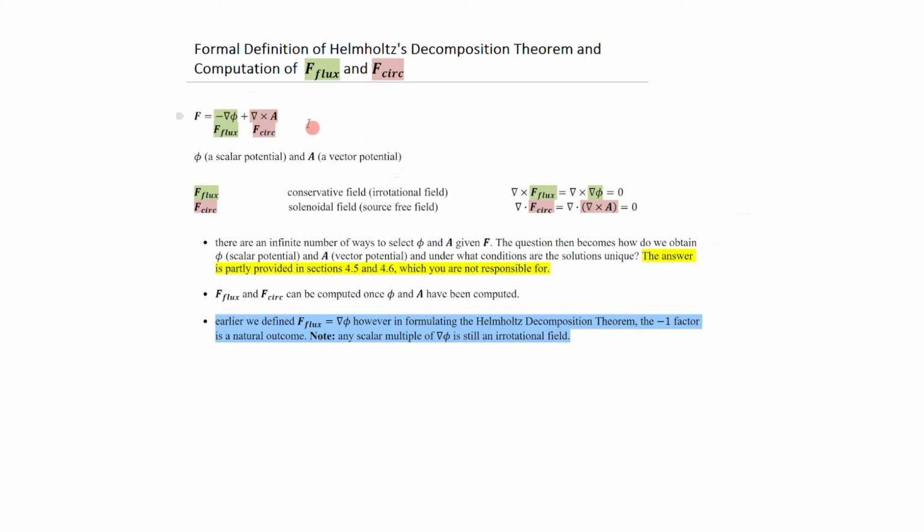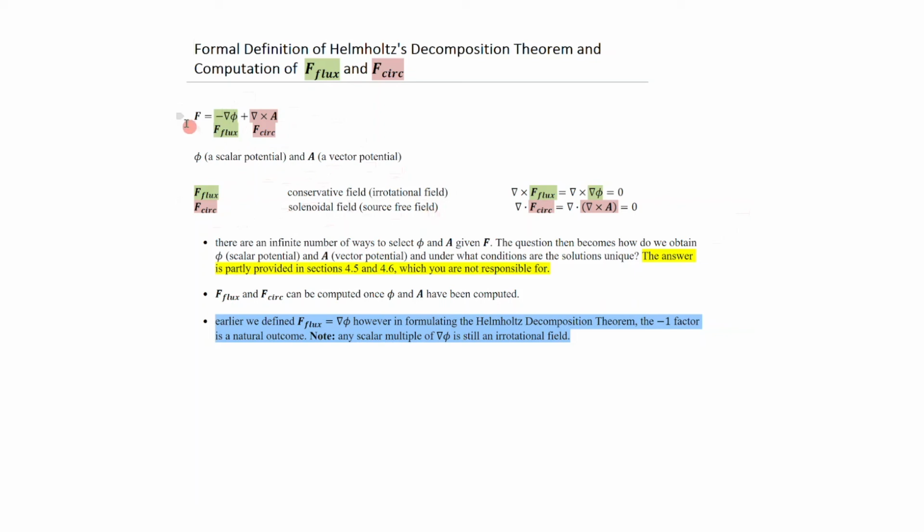The proof is given in one of the appendices. In assignment 4, it's not necessary to go through it, but nevertheless, this is a true fact. So F flux we call a conservative field or an irrotational field. These are just names given to fields that have this behavior. If it's just a field which has got circulation, then it's a solenoidal field, or also called a source-free field.